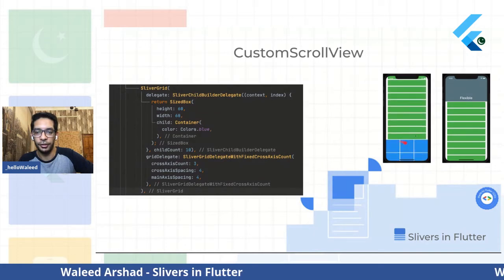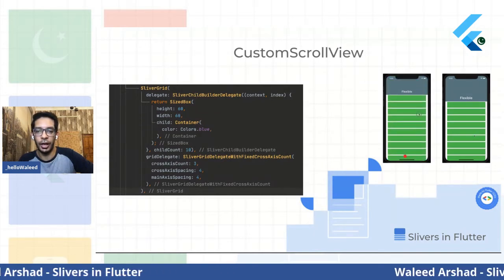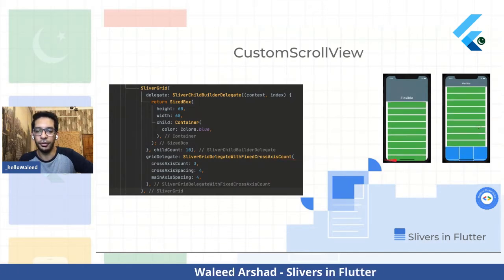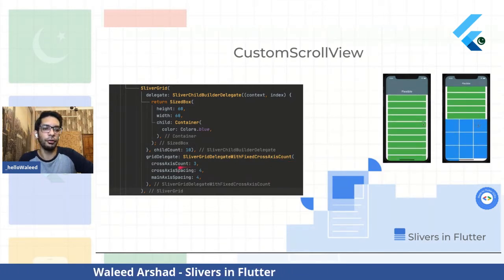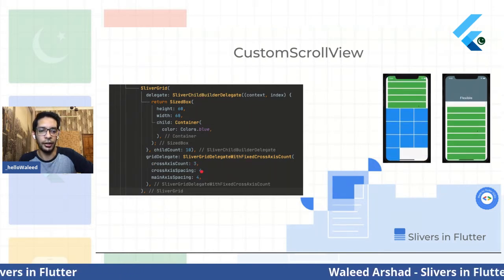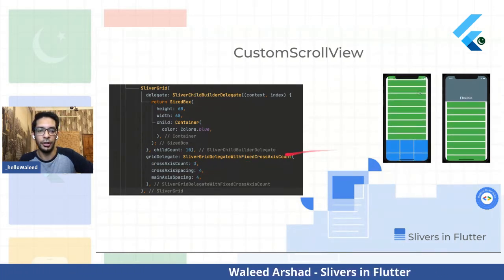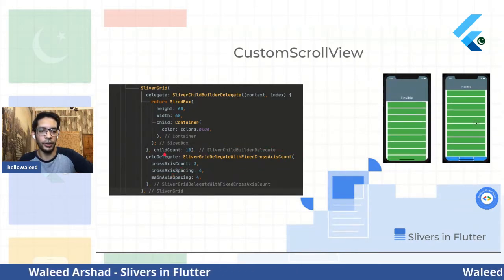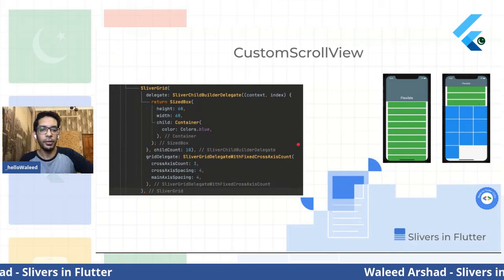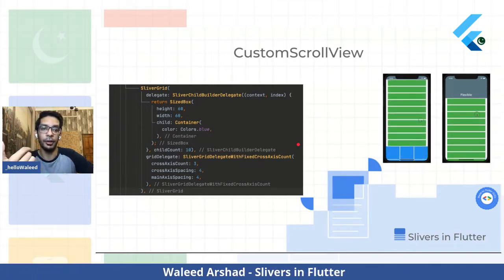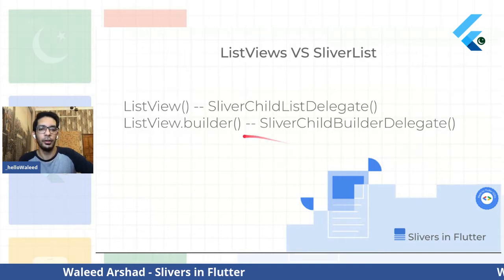count. So cross-axis means this horizontal. So I have told this UI to populate 3 boxes in cross-axis. So I have given it a cross-axis count of 3, and it has spacing padding as well. So 3 boxes in a single row. So that's how the grid delegate works. This was a Sliver grid with a dynamic list.